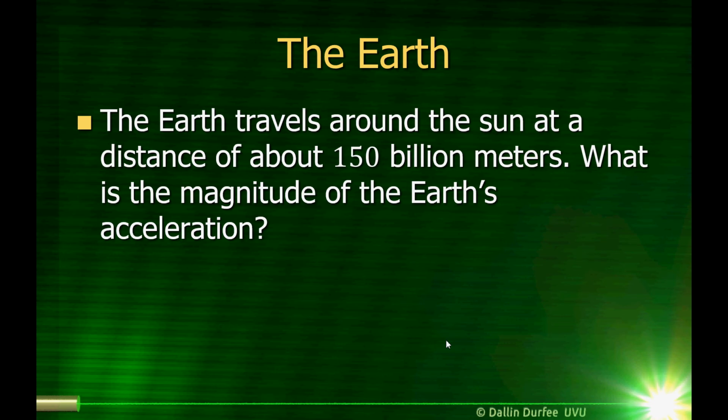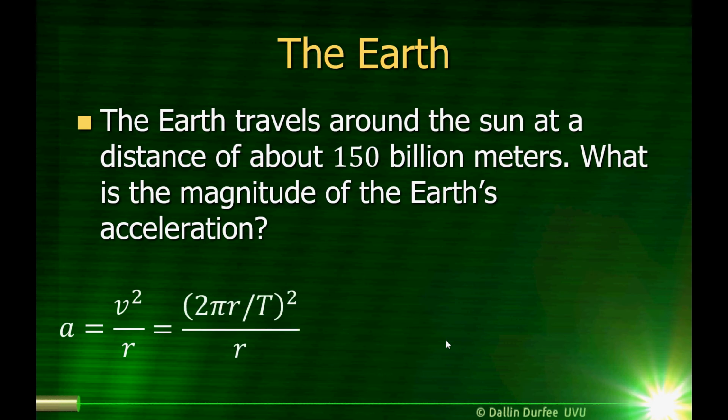Here's an example problem. The Earth travels around the Sun at a distance of about 150 billion meters. What is the magnitude of the Earth's acceleration caused by the Sun? Well, acceleration is just v squared over r, and velocity is just distance per unit time, so the circumference of the Earth's orbit divided by 1 year. I can simplify that, and I find it's just r times (2 pi over 1 year) squared.